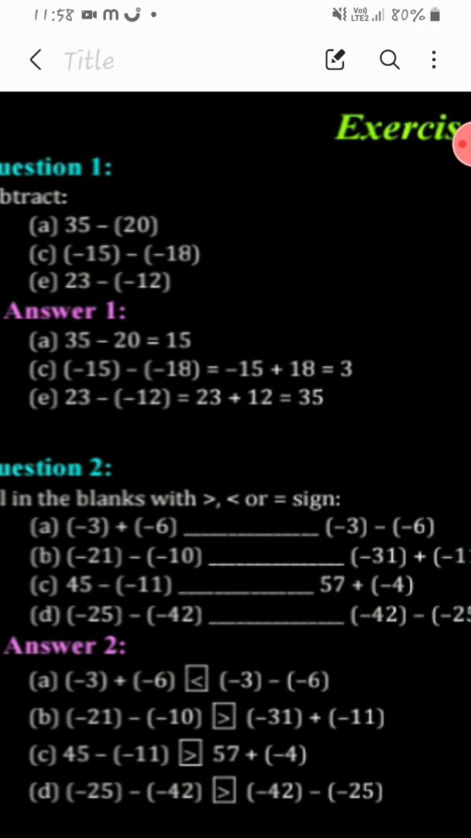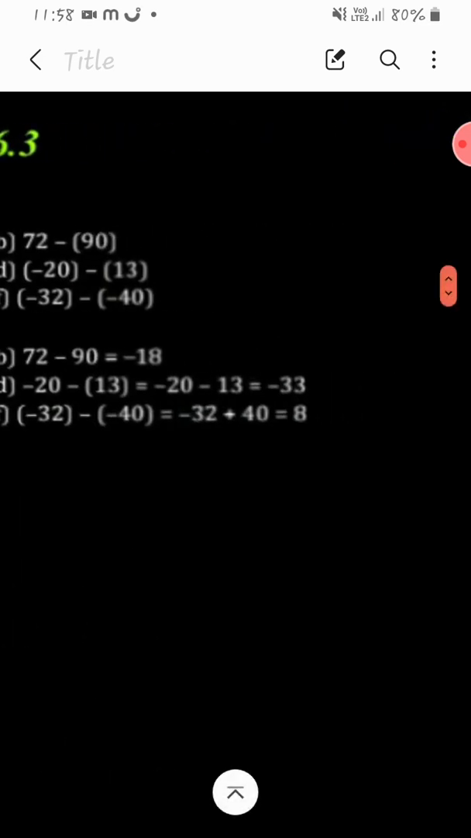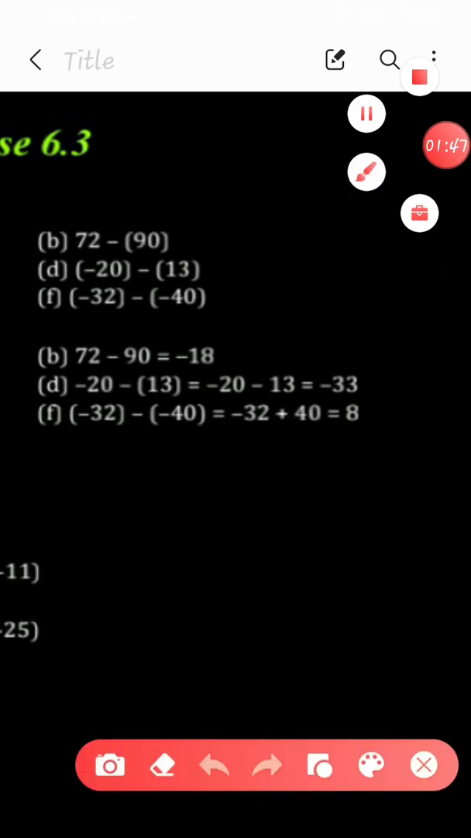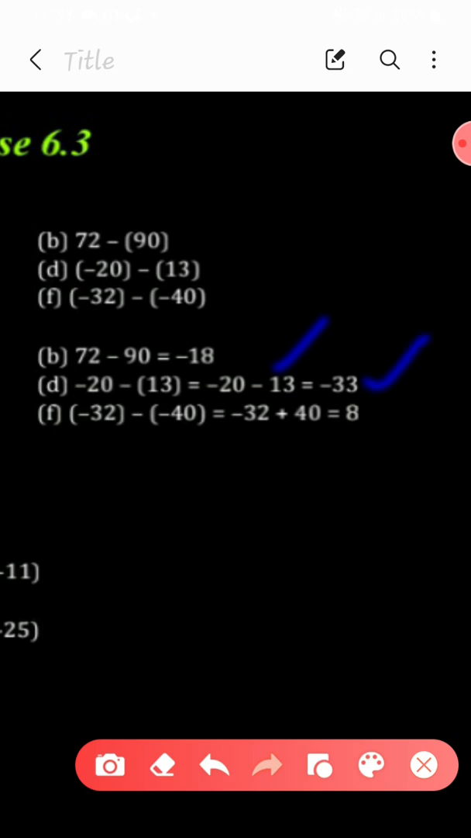Now let's move to 1d. You can see it: minus 20 minus 13. In the same way, minus 20 is there, and since it is a positive number we just remove the bracket. So minus 20 minus 13. Minus minus becomes plus, so 20 plus 13 is 33, and since both are minus, we have to write the minus sign in front.